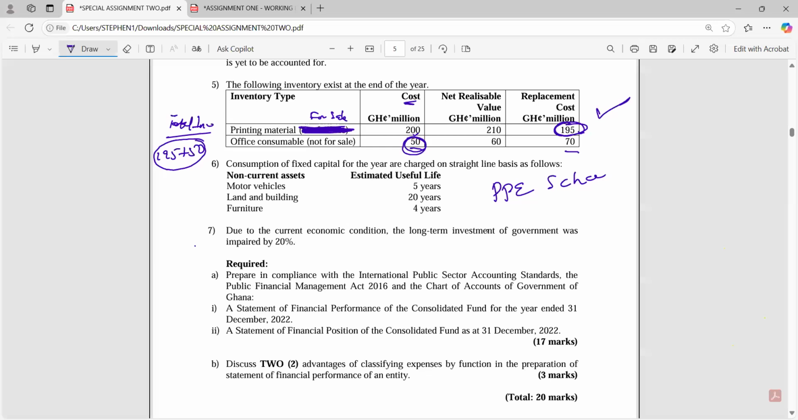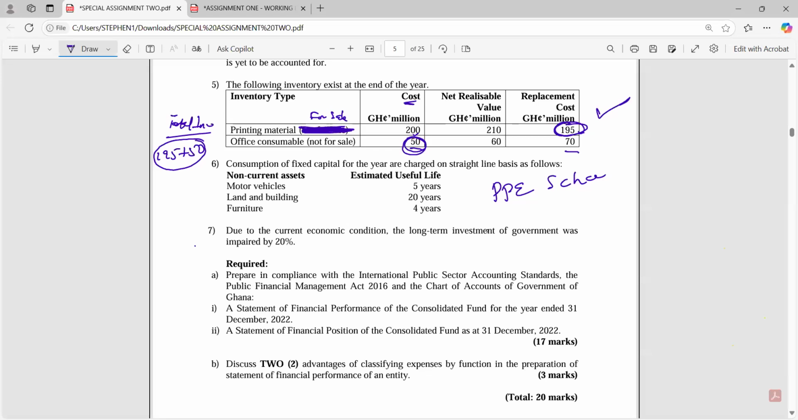7, due to current economic condition, the long-term investment of government was impaired by 20%. Please, anytime you hear impairment, it means that the value has reduced. Impairment means that the value of the assets has reduced. That's what it means.